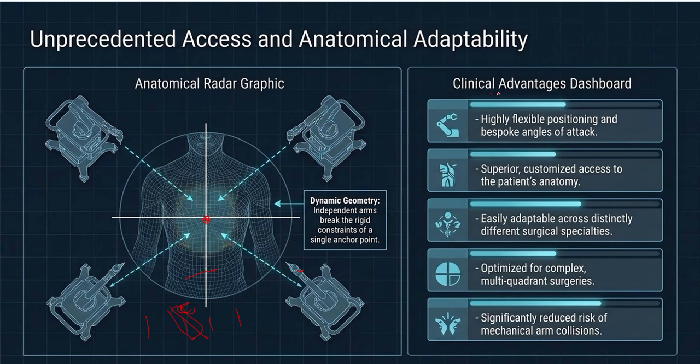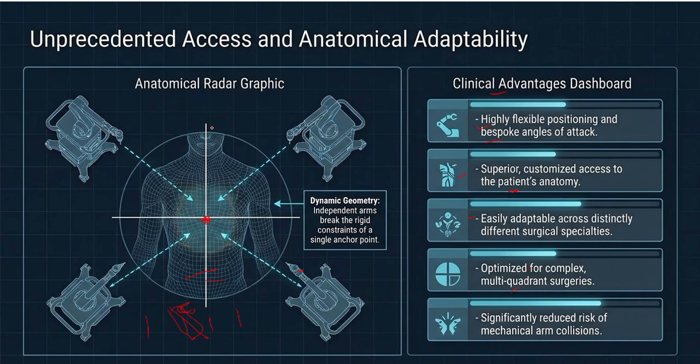When it comes to the clinical advantage of this modular cart, there is highly flexible positioning and the angle of attack. That means we can place it according to our patient and the OT space. There is superior customized access for the patient anatomy, and it is easily adaptable across different surgical specialties, like currently thoracic and pelvic, so you can target according to the requirement, and optimize for complex multi-quadrant surgery.